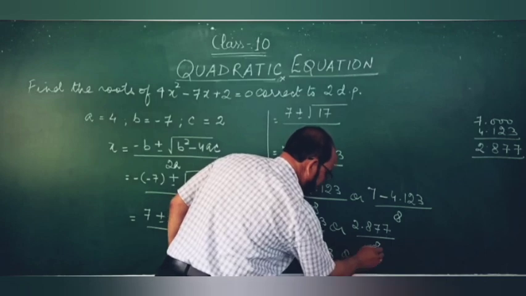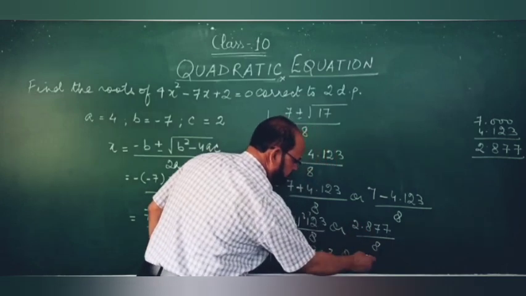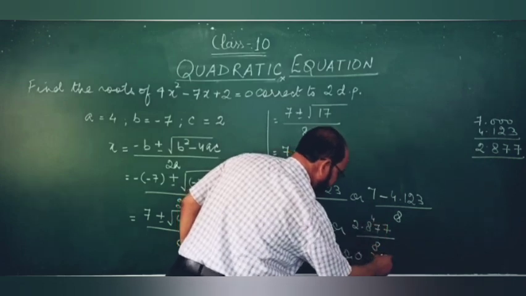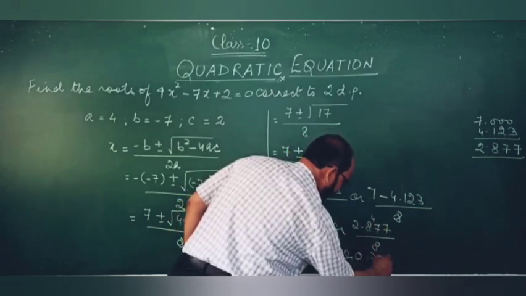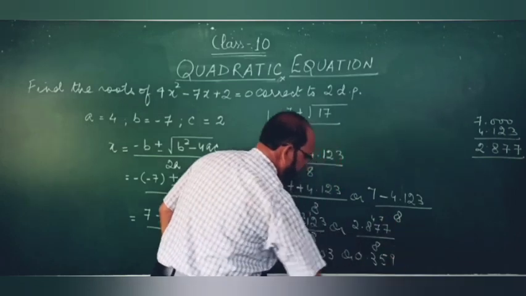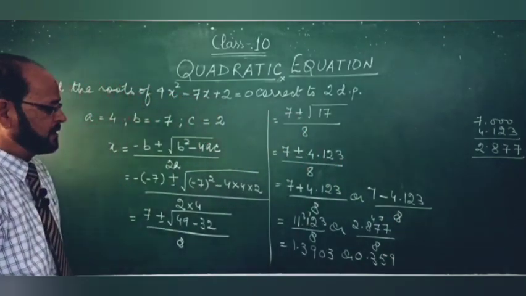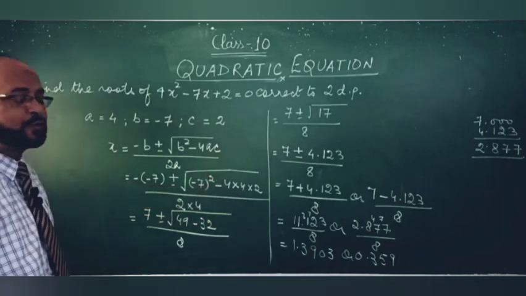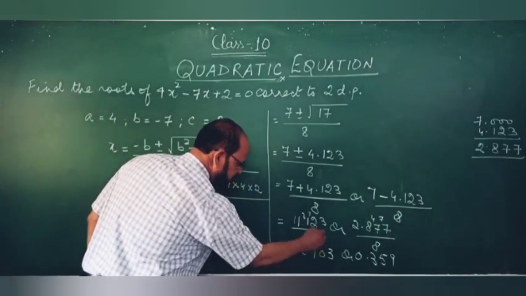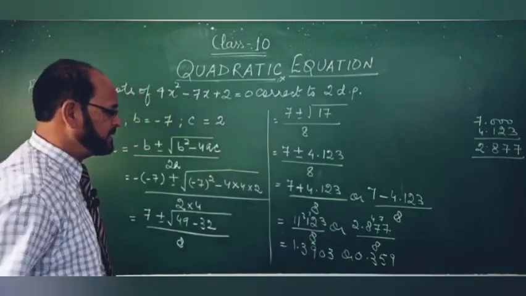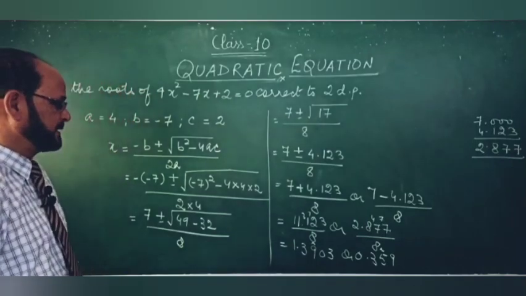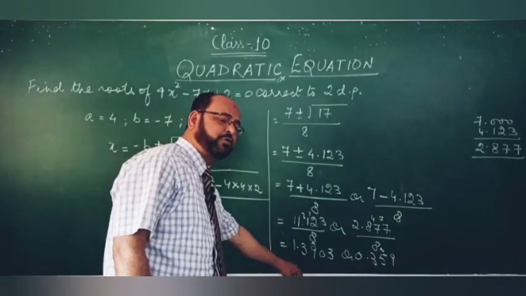Here, point 8 3 ja 24, 4 will be left, 8 5 ja 40, 8 9 ja 72, and we will stop, since we have to write the answer up to 2 decimal places. So now you have to round off this number up to 2 decimal places and this number also up to 2 decimal places. So here what will be the situation?